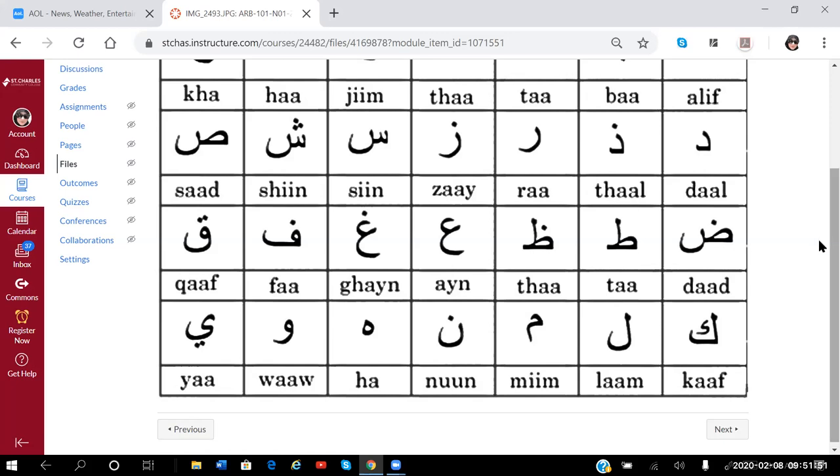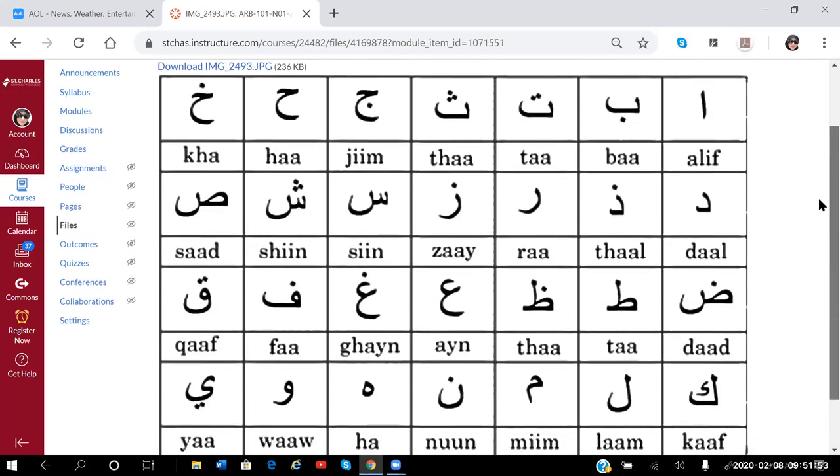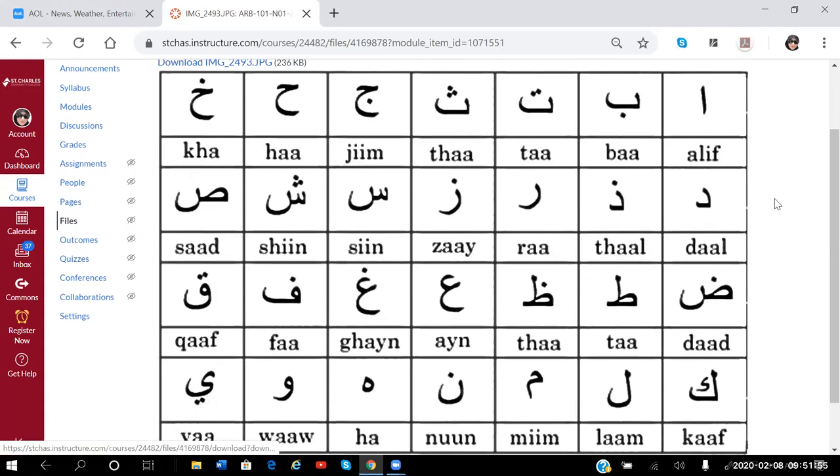Lara, what are the 6 one-way connectors? The 6 one-way connectors are Aleph, Dal, Thal, Ra, Zay, and Wow. Very good. Aleph, Dal, Thal, Ra, Zay, and Wow. And Lori, what are the 3 long vowels?